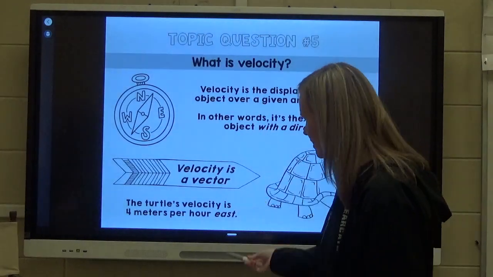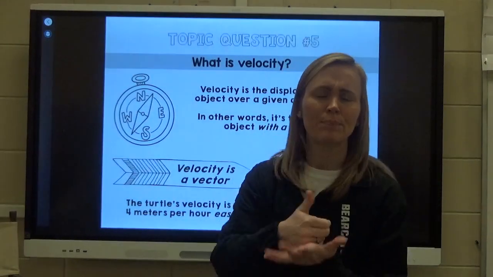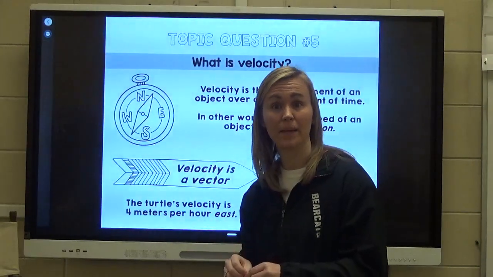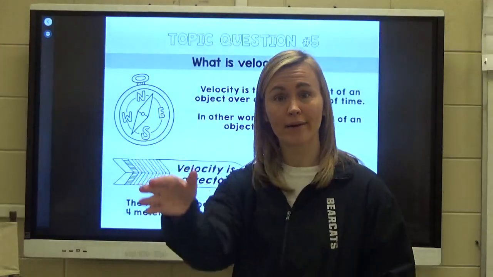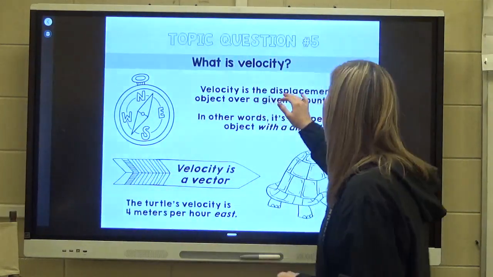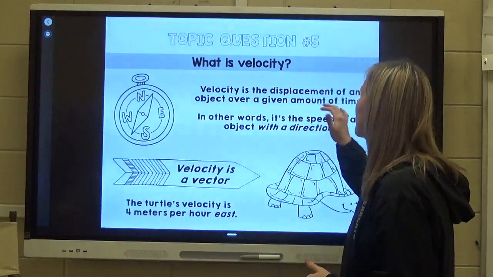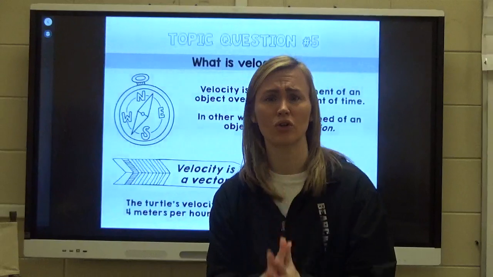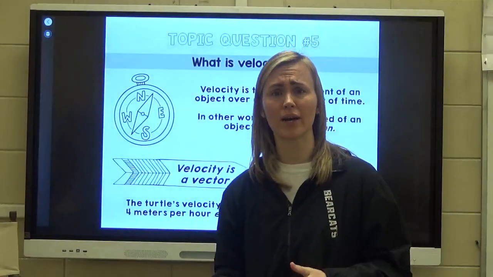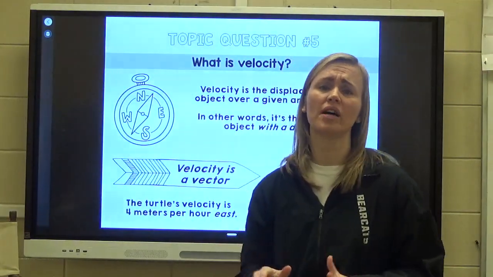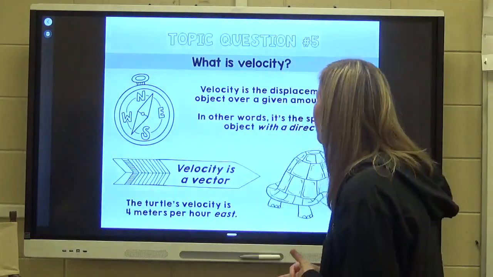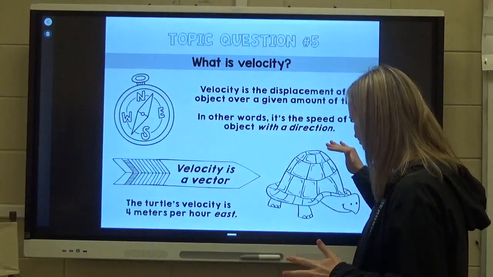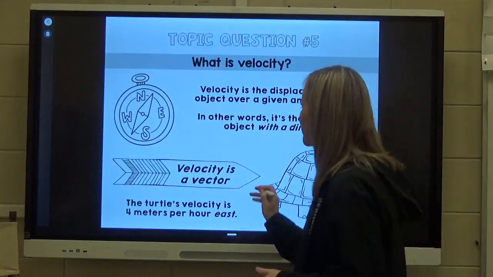What is velocity? Now, velocity is going to be speed with direction. Velocity is a vector, meaning it has size and direction. Velocity is the displacement of an object over a given amount of time. How far did that object go in an amount of time, and in what direction was it traveling? If you don't include the direction it was traveling in, you haven't given me velocity, you've only given me speed. In other words, it's the speed of an object with direction.